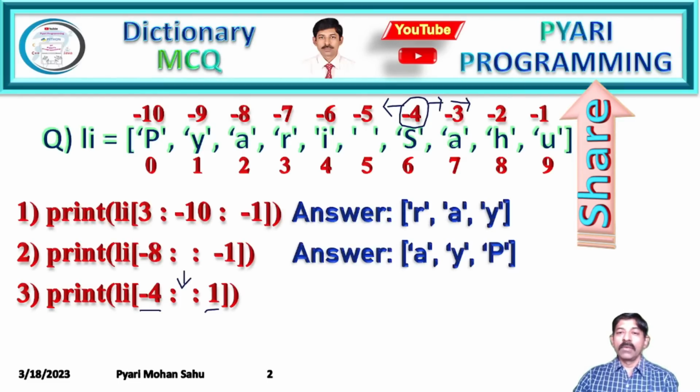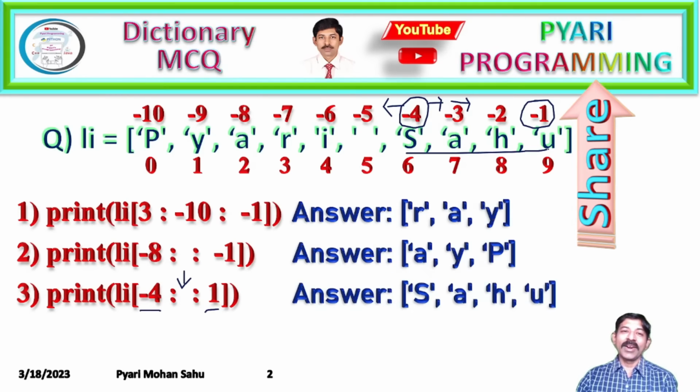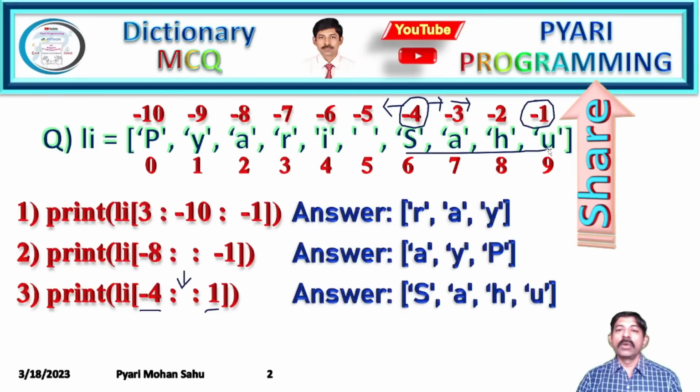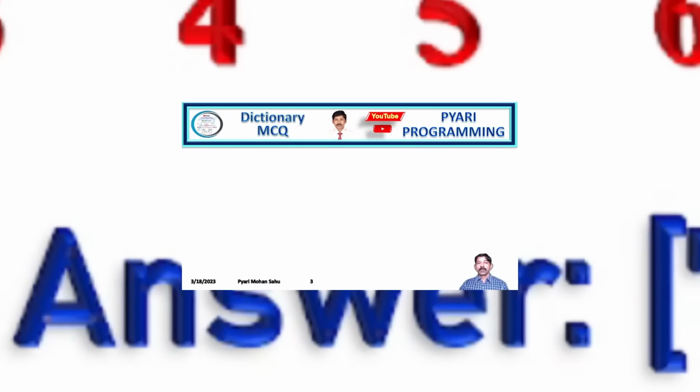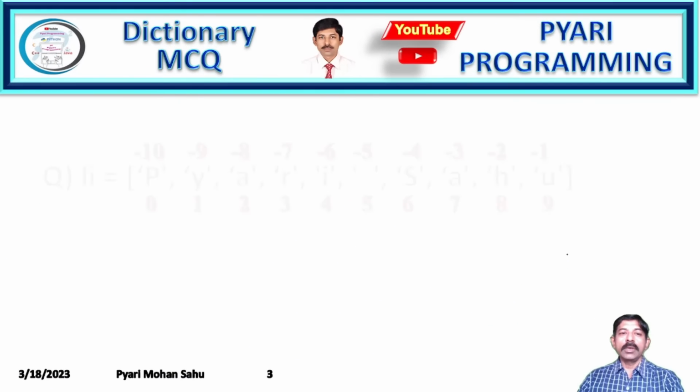And stop is not given. That means I will move up to -1. So that's why my output will be SAHU. Let's check. Yes, we got it. If you don't know in which direction to move, then you check your step value. The step value will tell you in which direction we have to move. Let's see the next question.